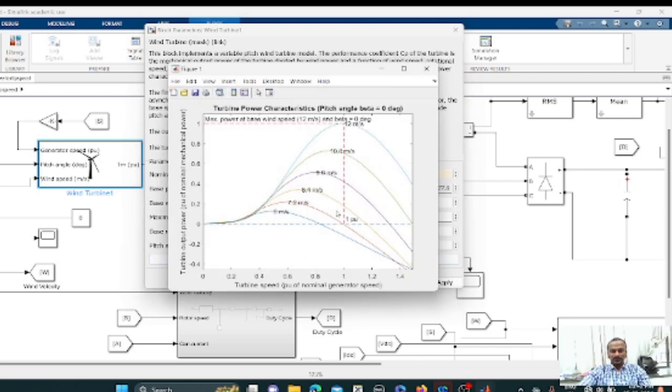So now if you see this, that's why I have made it 6 meters per second. I am assuming that is the cut-in speed, and I have increased the wind velocity up to 12 meters per second. At 12 meters per second we will have 1 per unit, and the output voltage will be a maximum of 1 volt. So this is the characteristic of the wind turbine which we have modeled.